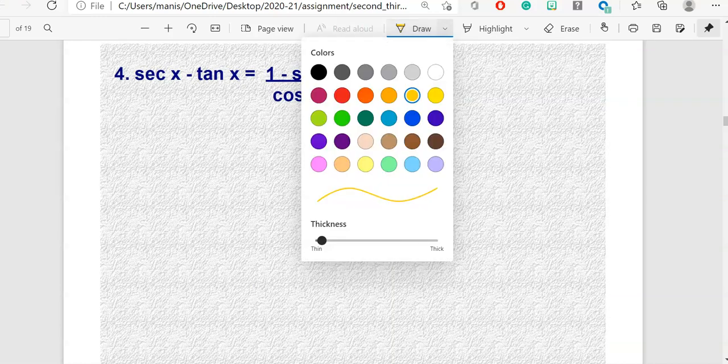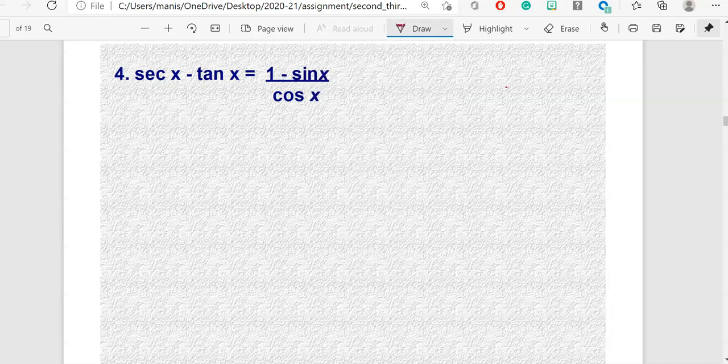Question number 4. Now it looks kind of difficult, but we will again use the same 7 formulas which I gave you and we proceed from there. Now I will take the left hand side over here. Left hand side is secant x minus tangent x. And this is my right side over here.